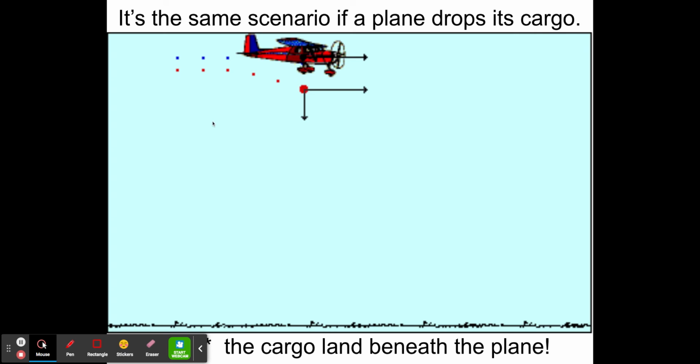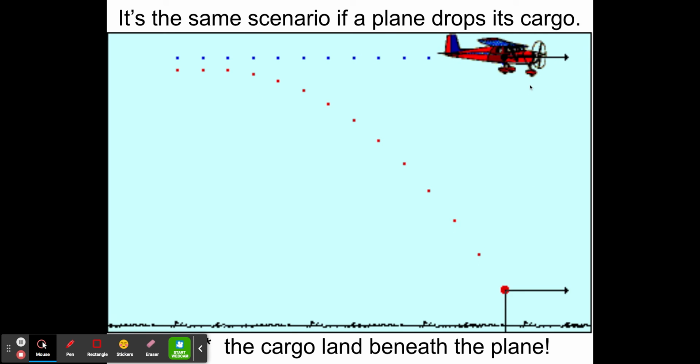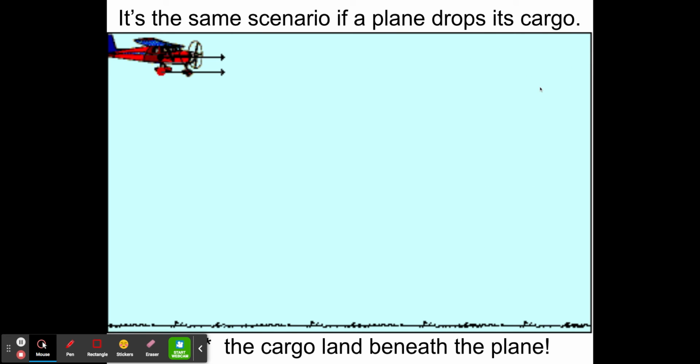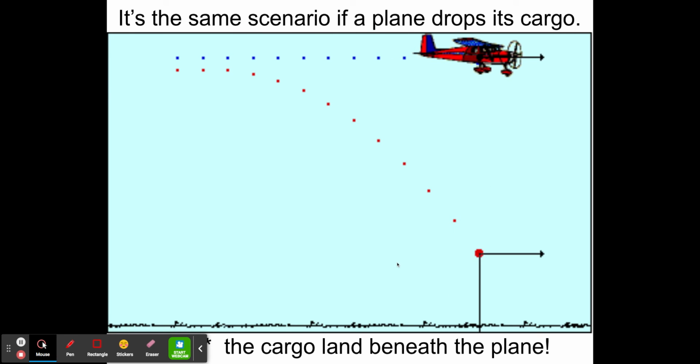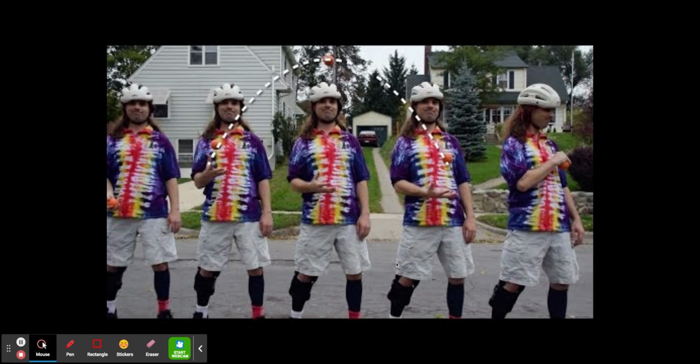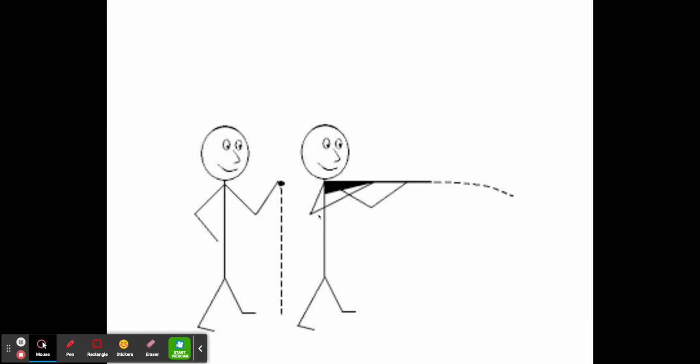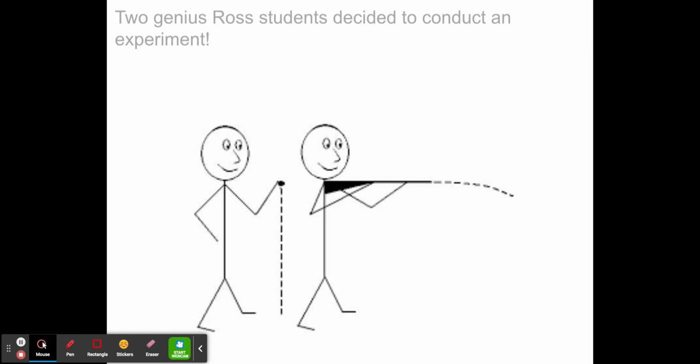Same thing would happen if you were on a plane. The horizontal speed would remain constant, so it stays underneath the plane if you drop some cargo, but the vertical speed starts to increase and it moves more and more distance downwards. You can watch this video. The presentation's linked in the Schoology folder.